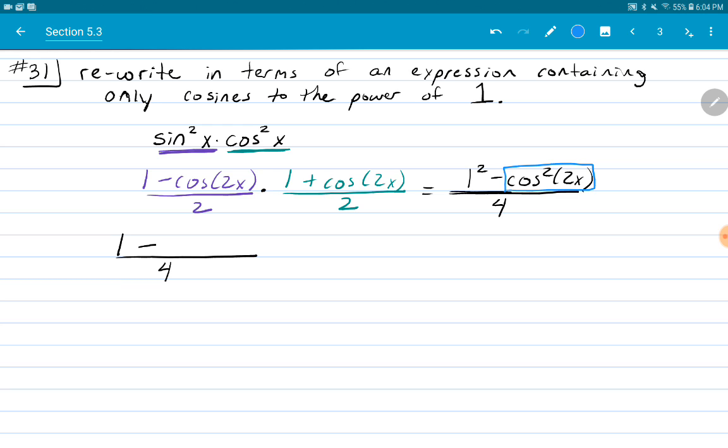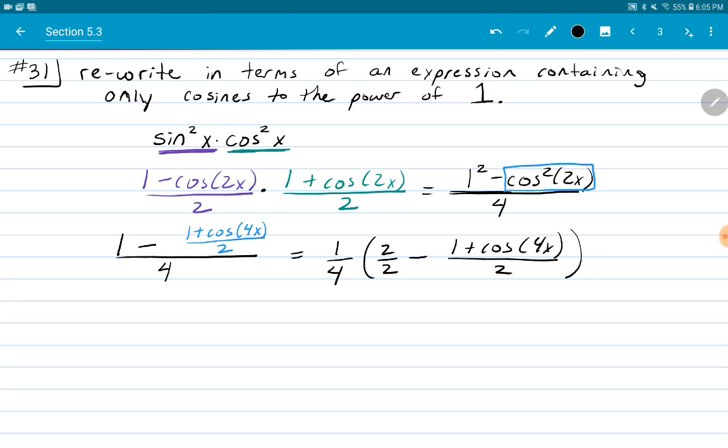I'm going to use the power reduction formula again. The power reduction formula for cosine is 1 plus cosine times 2 times the angle. In this case, the angle is now 2x. So 2 times that is 4x, all over 2. Okay, so now I'm going to factor out that fourth so I can see a little better. I'm going to put the fourth out in front, and that way I just have 1 minus 1 plus cosine of 4x over 2. In fact, in that same step, I'll actually express that 1 as 2 over 2, so I can have a common denominator.